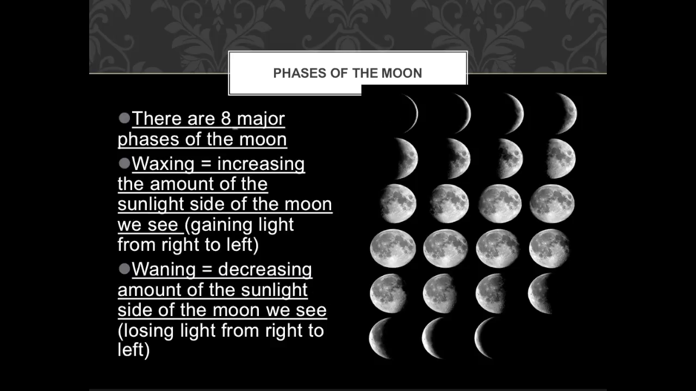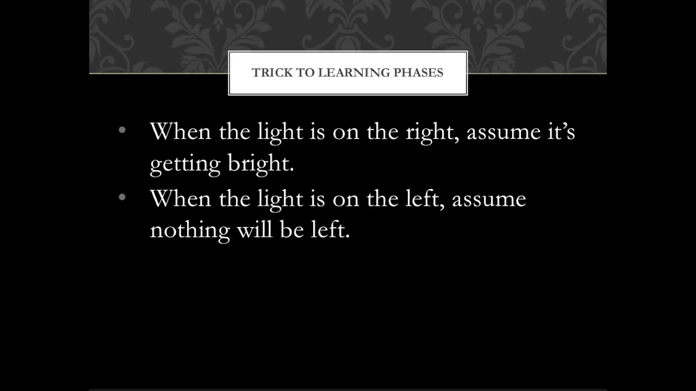And we have 2 terms that you need to understand with these phases. One is waxing, which is an increasing amount of the sunlit side of the moon that we can see, meaning that it looks like it's gaining light from right to left. And then you have waning, which is a decreasing amount of the sunlit side of the moon we see. And this is losing light from right to left. So note everything happens from right to left. A trick to remember this: when the light is on the right, assume it's getting bright. When the light is on the left, assume nothing will be left.